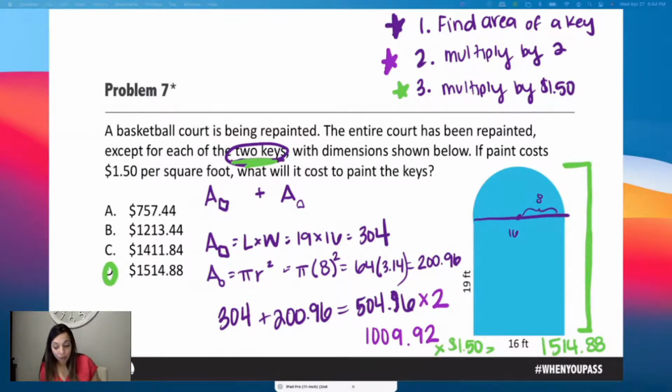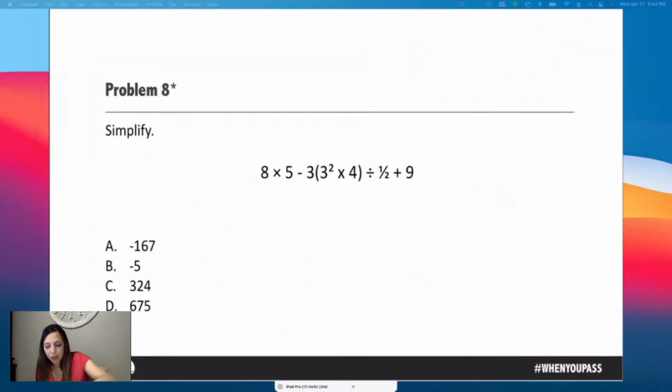All right, problem number 7, done. Problem number 8, simplify. 8 times 5 minus 3 times 3 squared times 4 divided by 1/2 plus 9. All right. This is just an order of operations problem, but it's a tricky one. So I want you to follow me.